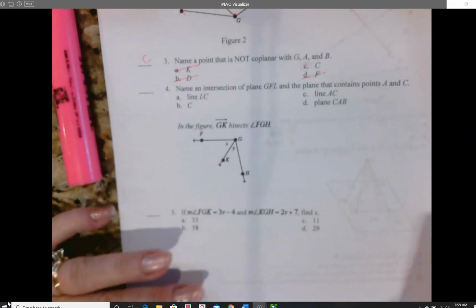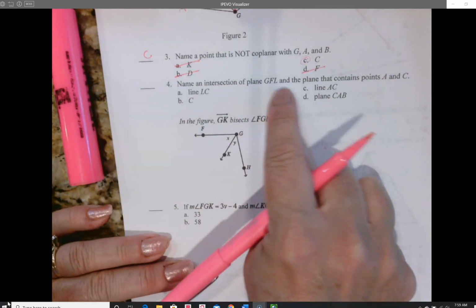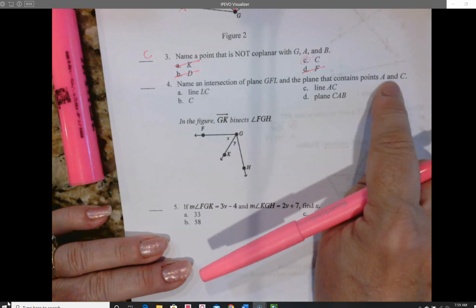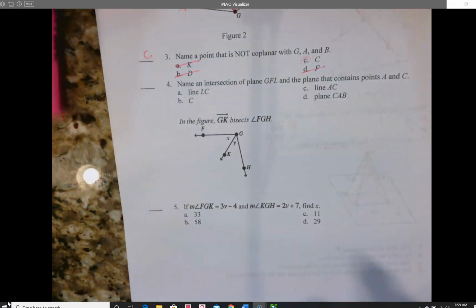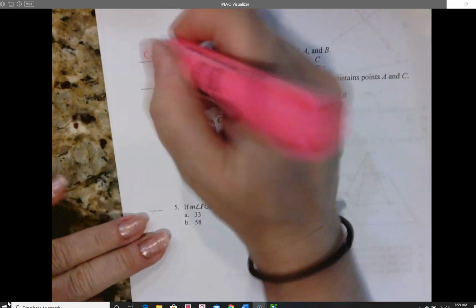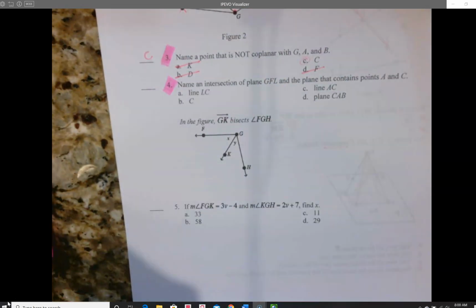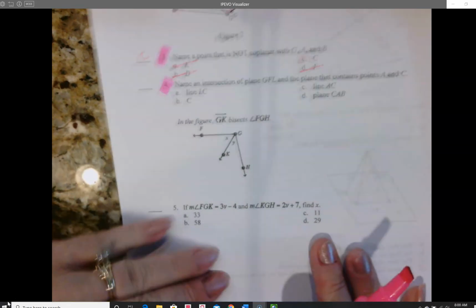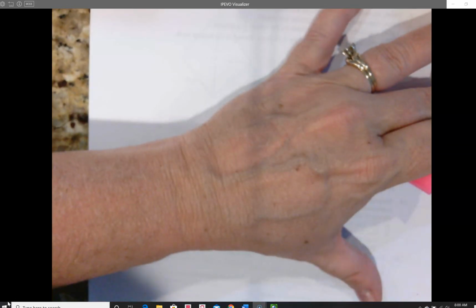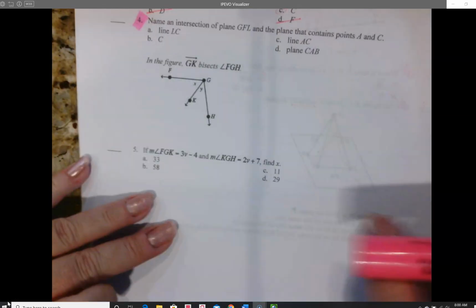Now we're going to use that same picture. So an intersection of plane GFL and the plane that contains point A and C. Oh, and by the way, we've studied the definition of coplanar and all about planes, and I should have highlighted 1 and 2 because we've also discussed how to name a line. So those are things we have learned this year in geometry class.